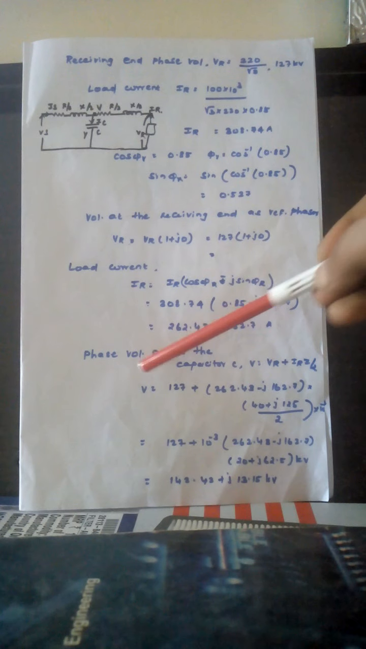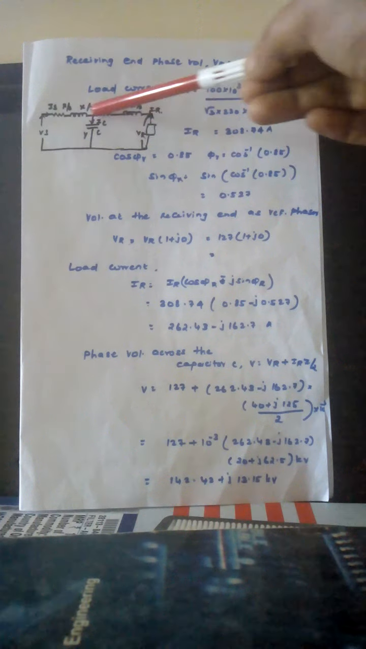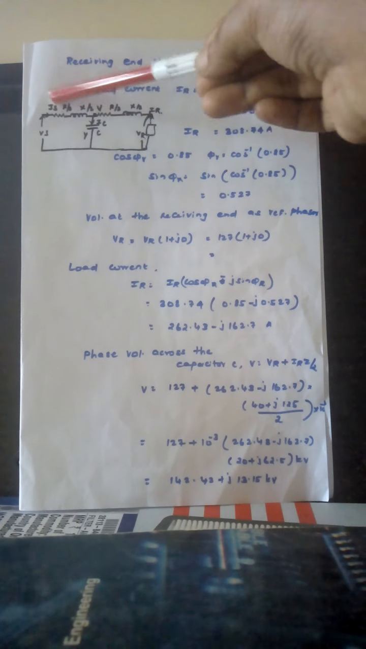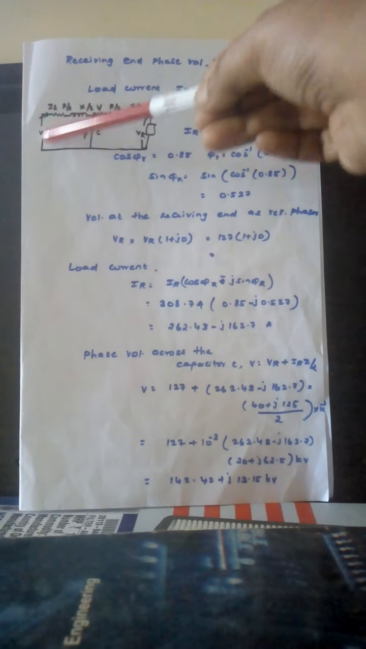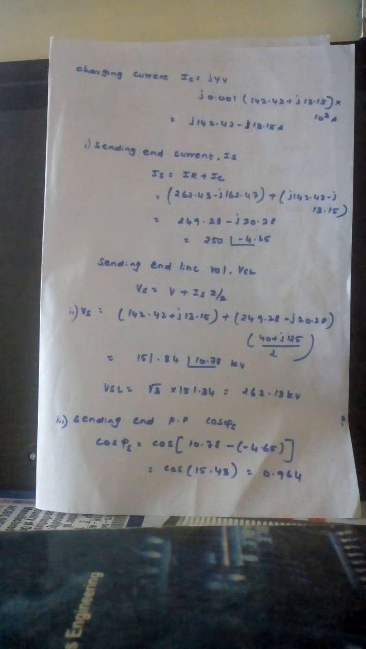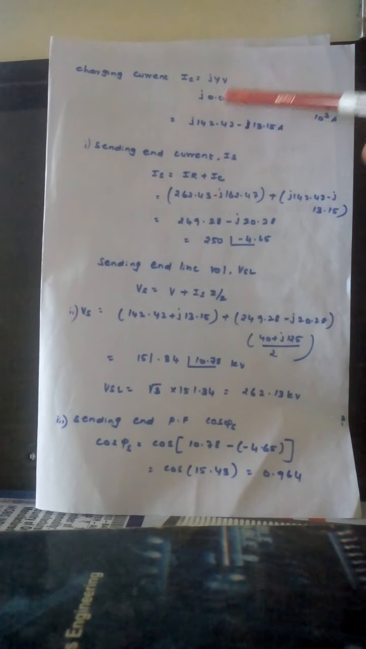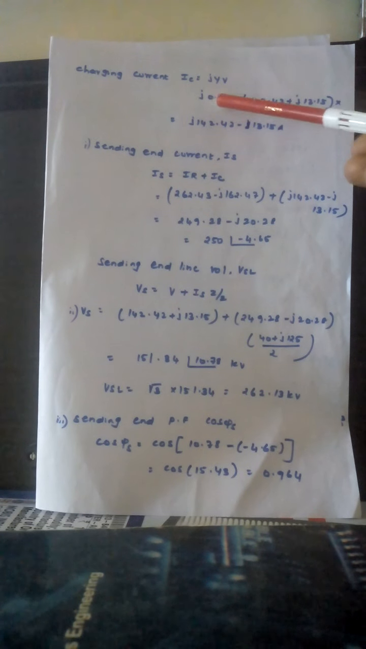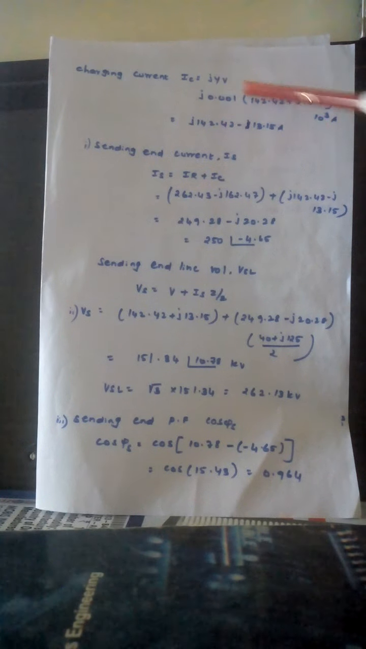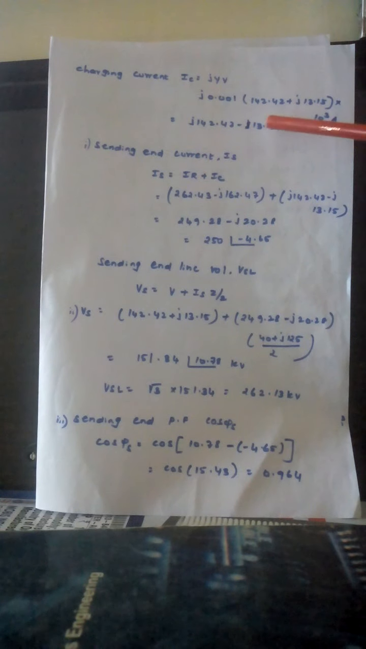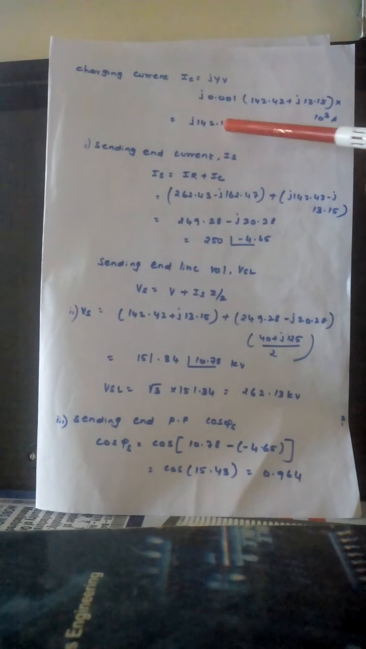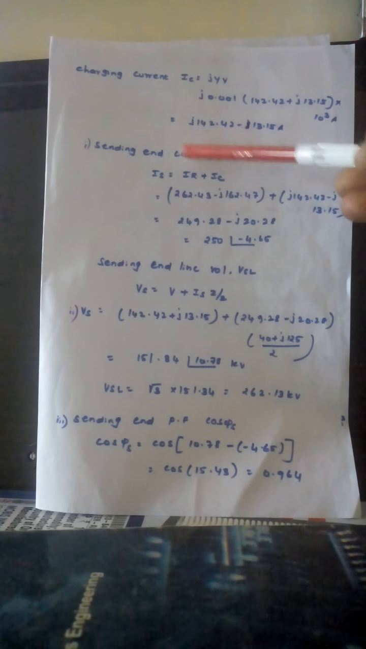So after finding the voltage across the capacitance, next we have to find out the charging current. Next we have to find IS, and next VS. So charging current IC equals j into Y into V. The shunt admittance is given as 0.001 and V value is 142.42 plus j13.15 into 10 to the power of 3. So we are getting j142.42 minus 13.15 amps.